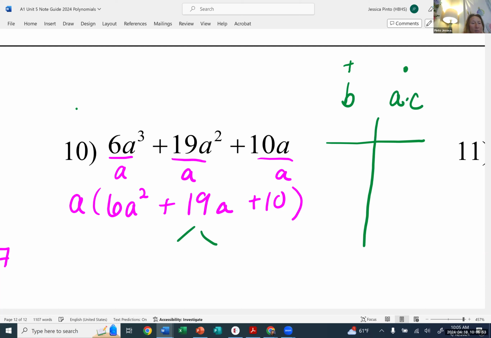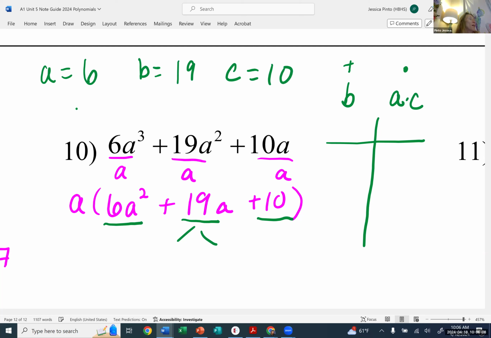So we're going to go really slow through this one. The A number is here, B number is 19, C number is here. Our A number is 6, our B number is 19, and our C number is 10. You with me so far? A is 6, B is 19, C is 10. How did I get those numbers? They're in the equation. We're going first, second, third. The first one is A, the second one is B, the third one is C.